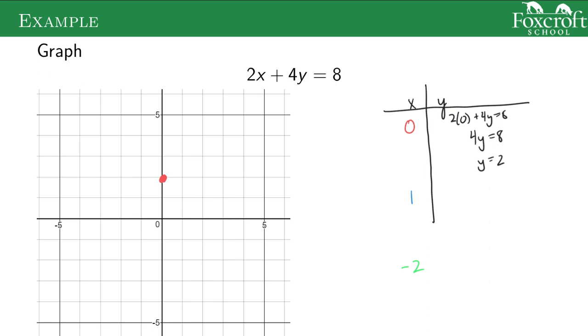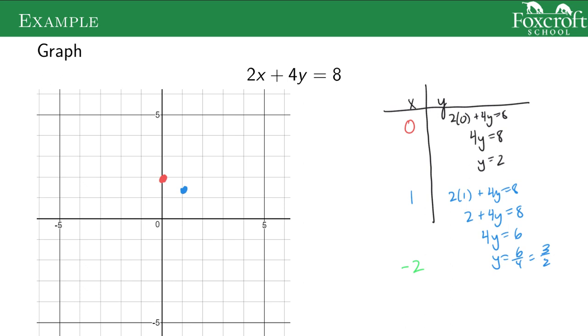What about the next point? I'm plugging in x equals 1: 2 times 1 plus 4y equals 8, so 2 plus 4y equals 8. A couple more steps to solve in this case. Now I have to subtract 2 from both sides, and now I can divide by 4. y equals 6 over 4, which is 3 over 2. So when I put in the x value 1, I get the y value 3 over 2, which in a calculator is 1.5. So that's there.